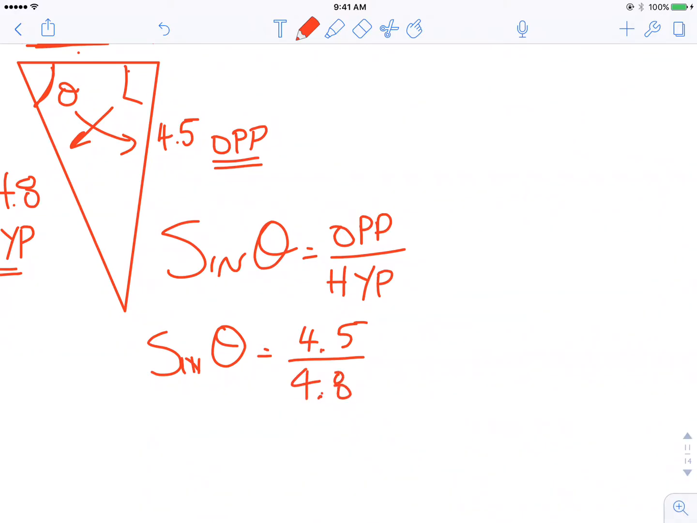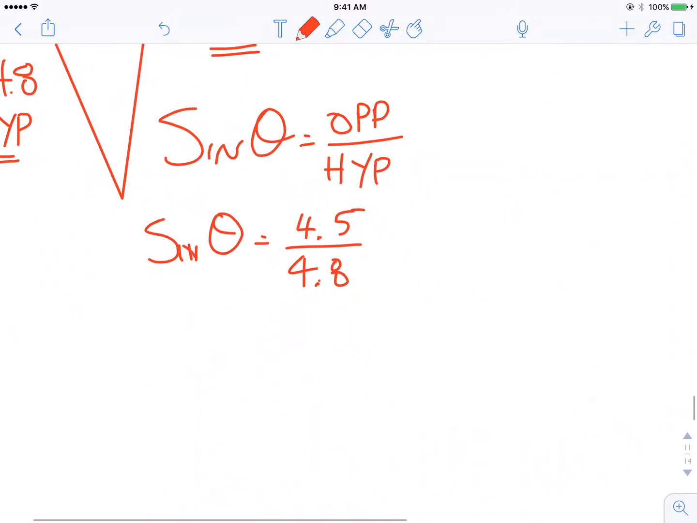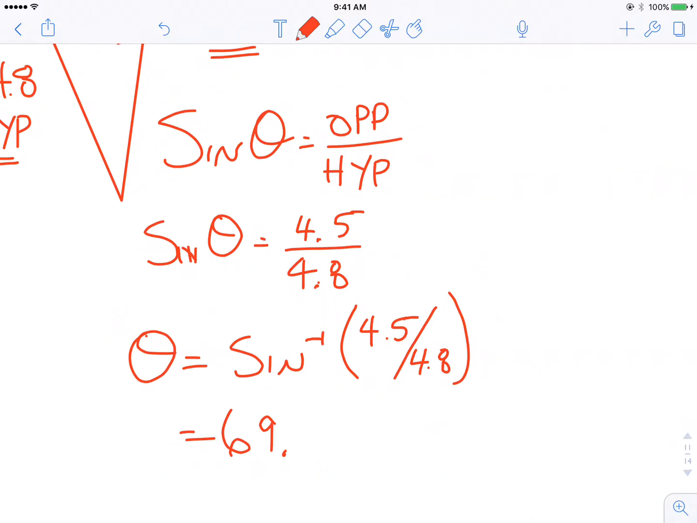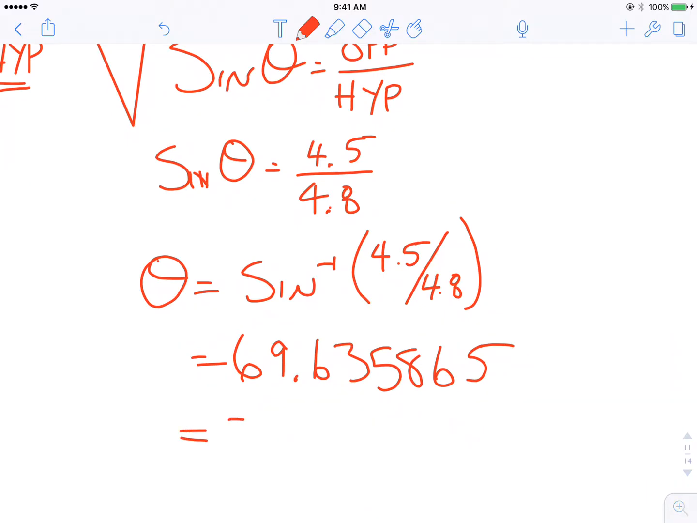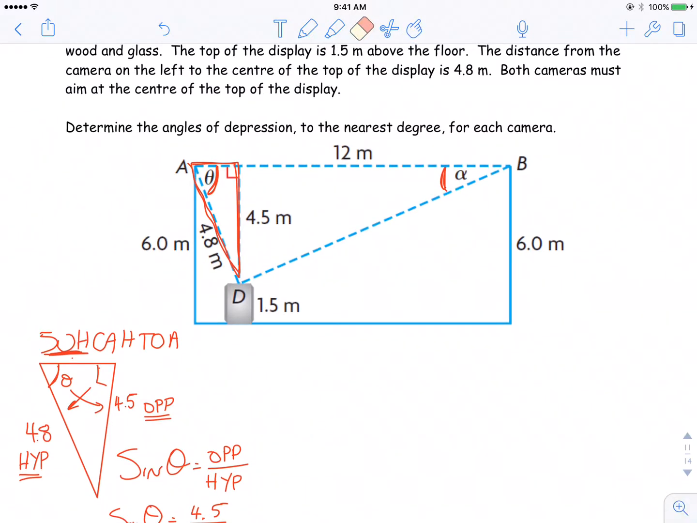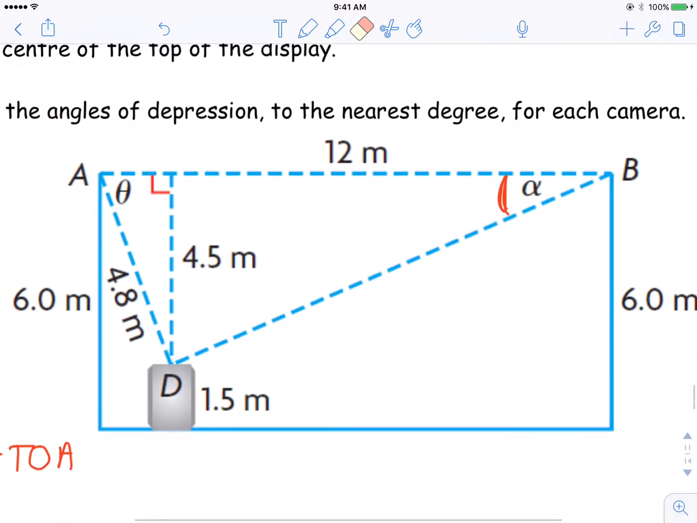And of course, now remembering that in order to calculate an angle, I have to use the inverse function of sine. So my angle is going to be sine minus 1 of 4.5 divided by 4.8, which works out to 69.635865. As a final answer I could say 71 degrees. And that would be theta. I go back to my picture and take out these squiggly lines that I drew.